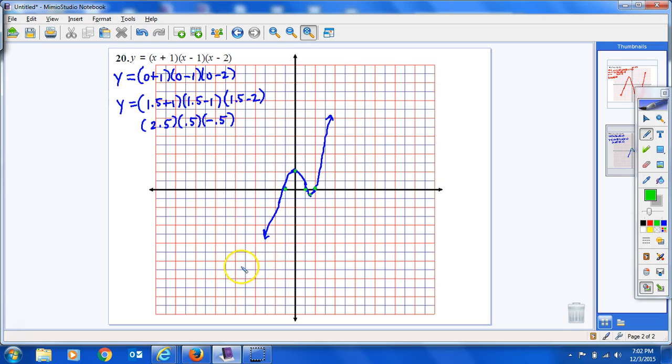Okay, so that's your graph for number 20. I hope that helps you out. And if you have any questions, just let me know.